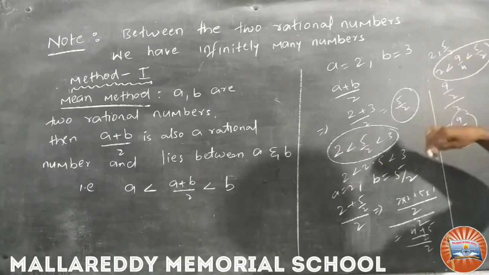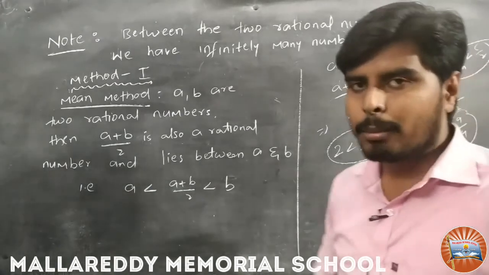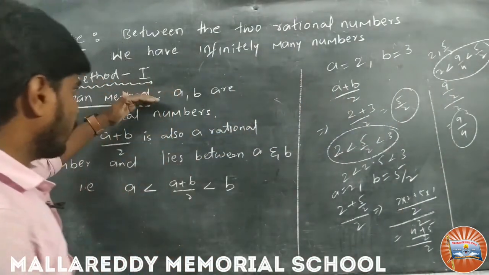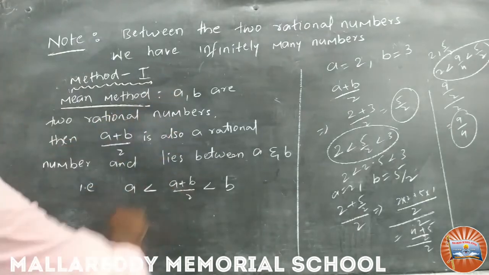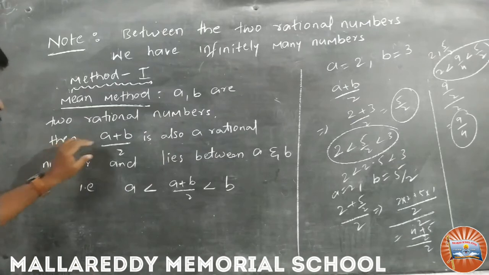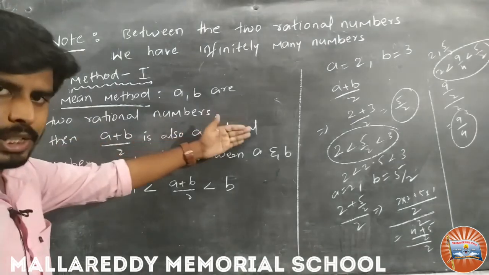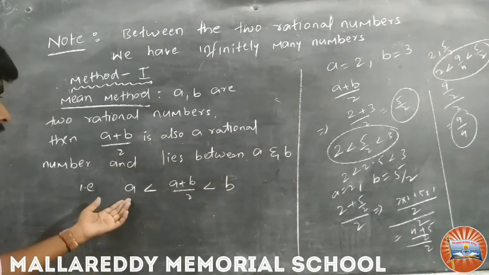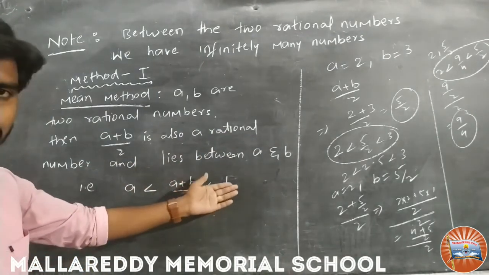Like this, we can write infinitely many numbers between two rational numbers. This is the mean method. What is the mean method? If A, B are two rational numbers, then A plus B by 2 is also a rational number and lies between A and B. That means A less than A plus B by 2 less than B.